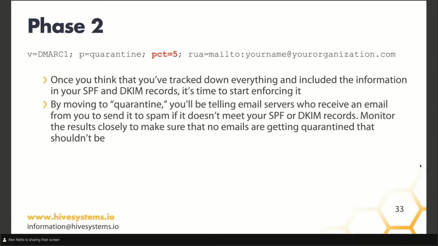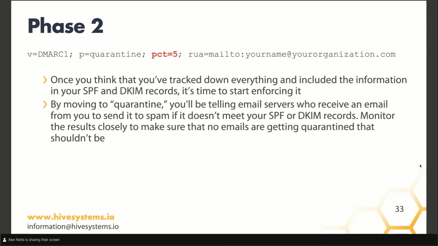Phase two, we start to change things up. We move that p to equals quarantine and the percent up to 5. And so once you think you've tracked down everything, we start to enforce it. When you move to that quarantine state, you're telling those receiving email servers who ultimately receive emails from your company to send an email that doesn't match up with SPF or DKIM to the spam folder. So that means that anyone who's impersonating your company, some of those emails will start to land in spam for sure, if they weren't already.